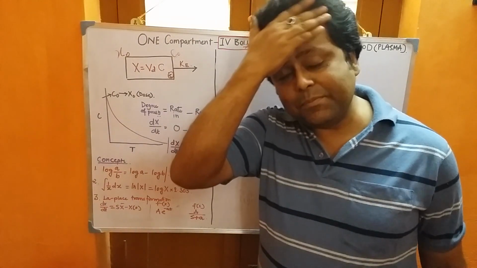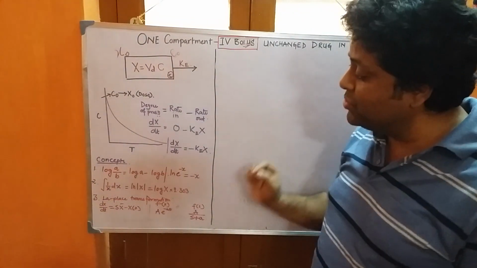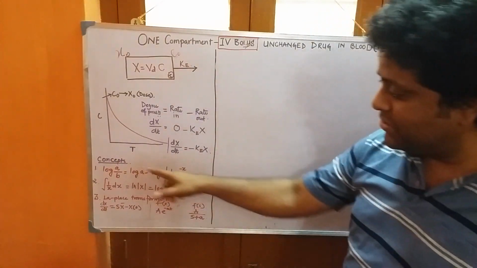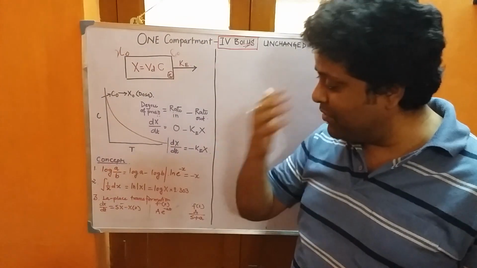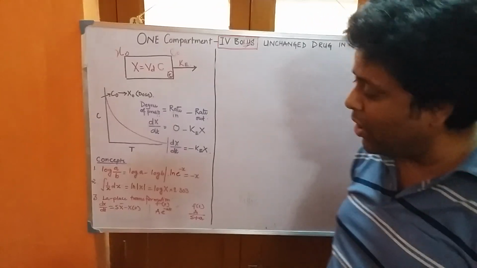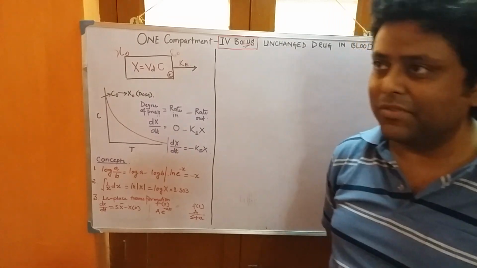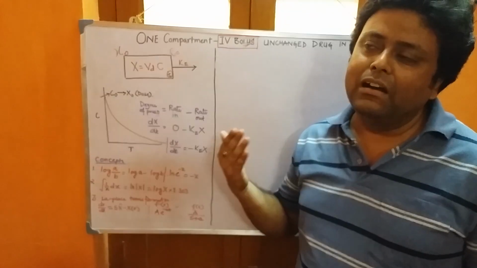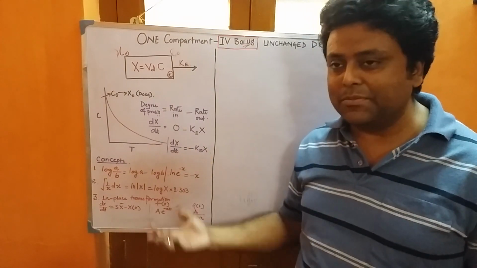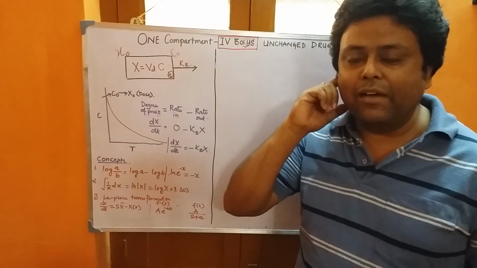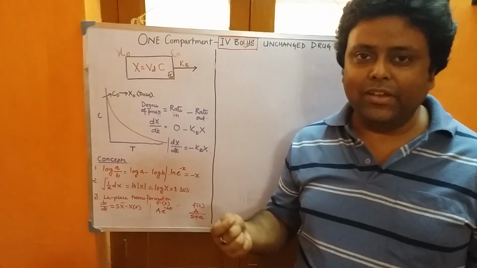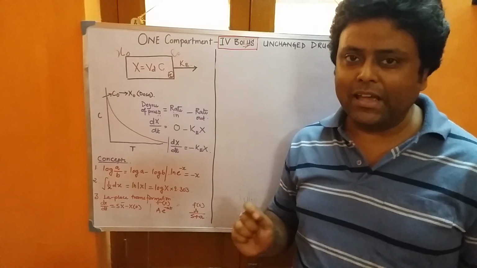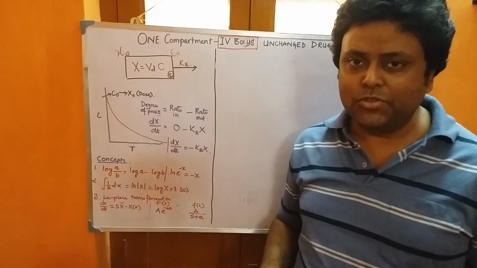Now what are the mathematical concepts we are going to use? I have written it over here, I will just read it out. Firstly, we are going to use the concept of log A by B. We have discussed this previously. So if you want to confirm the various mathematical concepts, I have given the link of the video regarding the basic mathematical concepts required for pharmacokinetic calculation in the description below.